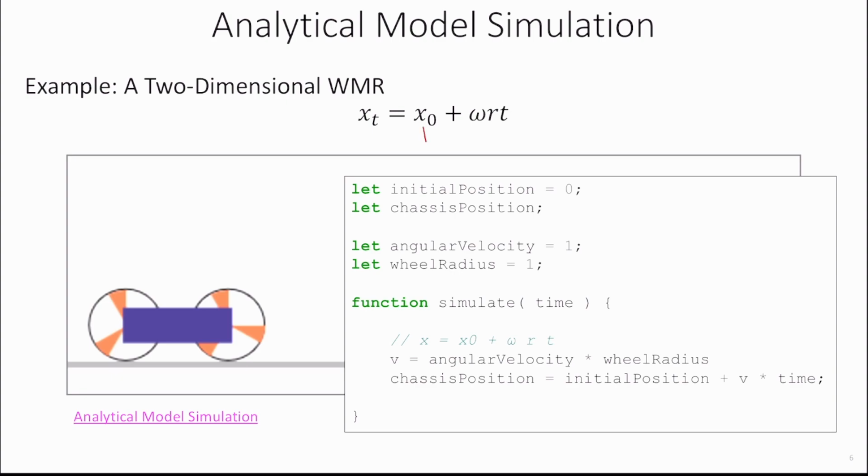We can say that x naught, the initial position, is just initialized to 0. We don't need to initialize a value for the chassis position because it's always going to be used or read after we call the simulate function. I can set the angular velocity. Here I just set the wheel radius to 1 to make my life a little bit easier, not having to worry about the exact dimensions of the robot. And in a single line of code, this can all be on a single line of code, but I broke it into two, one where we compute v and then feed it in here, really just so it fit on the slide. We can compute the chassis position and do that for any time.